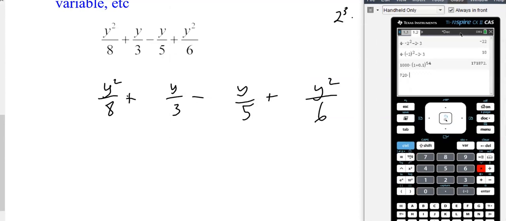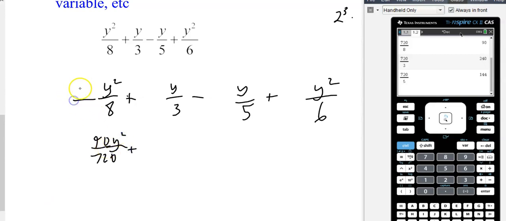divided by 8. 720 divided by 3. 720 divided by 5. So this one we're going to multiply by 90. So it'd be 90 over 720 plus, or sorry, 90y squared. So we multiplied this one basically by 90 over 90. And 720 divided by 3 is 240, so we're going to multiply by 240 over 240.